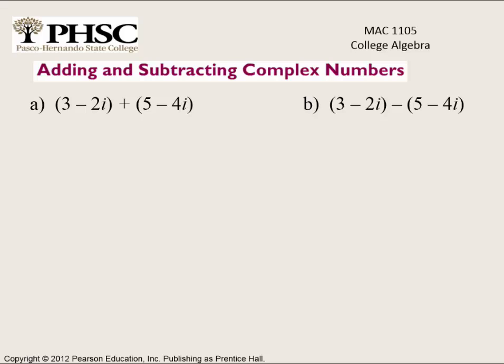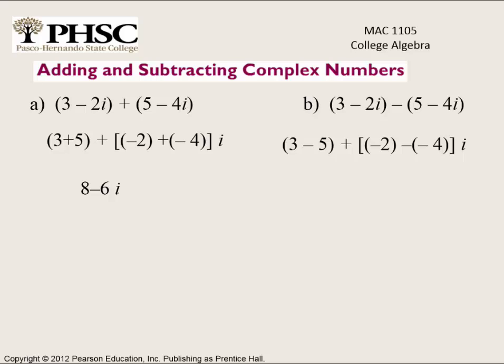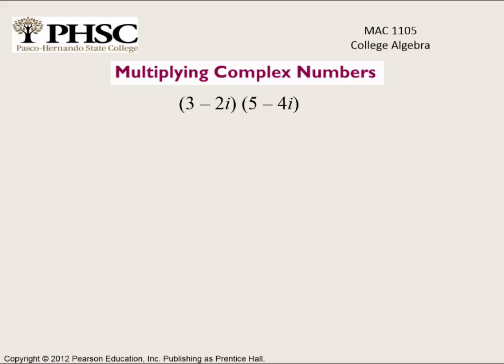So here we have an example. We have 3 minus 2i plus 5 minus 4i, and then we have the same values but subtracting. The first thing is that we add the real parts. We do 3 plus 5, and then we do -2 plus -4. So we end up with 8 minus 6i. So the sum of 3 minus 2i and 5 minus 4i is 8 minus 6i. Now in part B, we have the difference. Again, we subtract the real parts and the imaginary parts, and then we end up with -2 plus 2i.